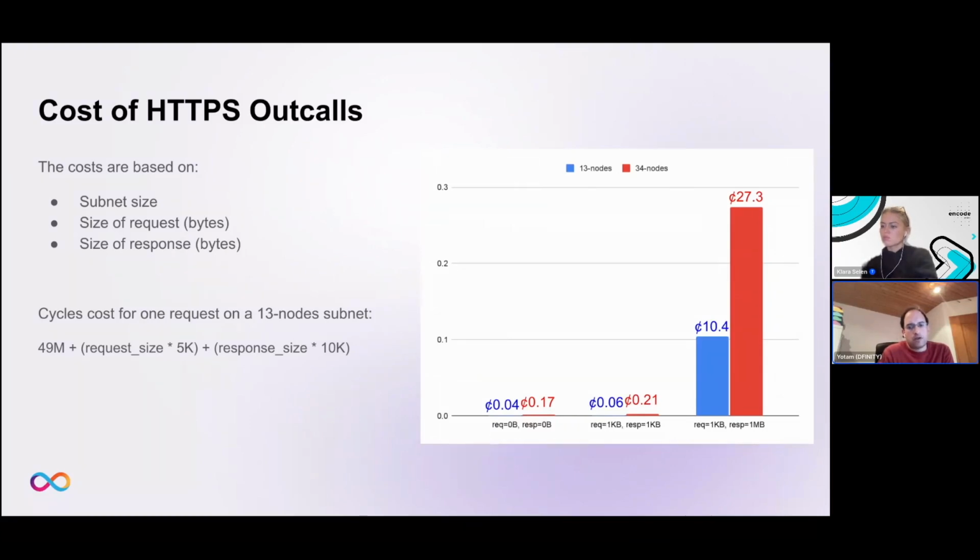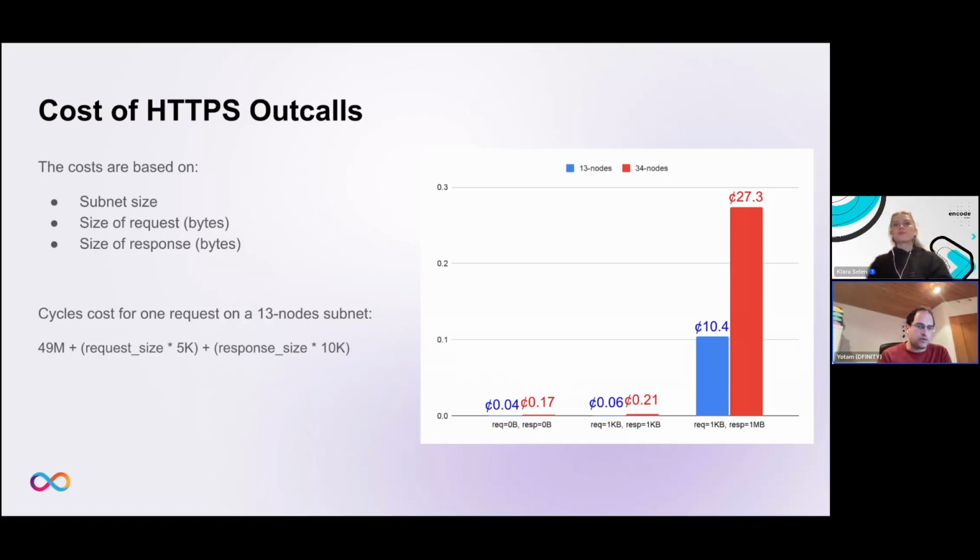Let's talk about the cost, because that's very important. It's not a cheap feature. There are multiple reasons for that. First of all, it's quite costly in terms of resources on the subnet. And second, we want to prevent denial of service attacks using this feature. So the feature is not super cheap, but it's not very expensive as well, especially if you compare it to oracles. So the costs are based on the subnet size, because the larger the subnet, the higher the cost is, because more nodes need to do the work.